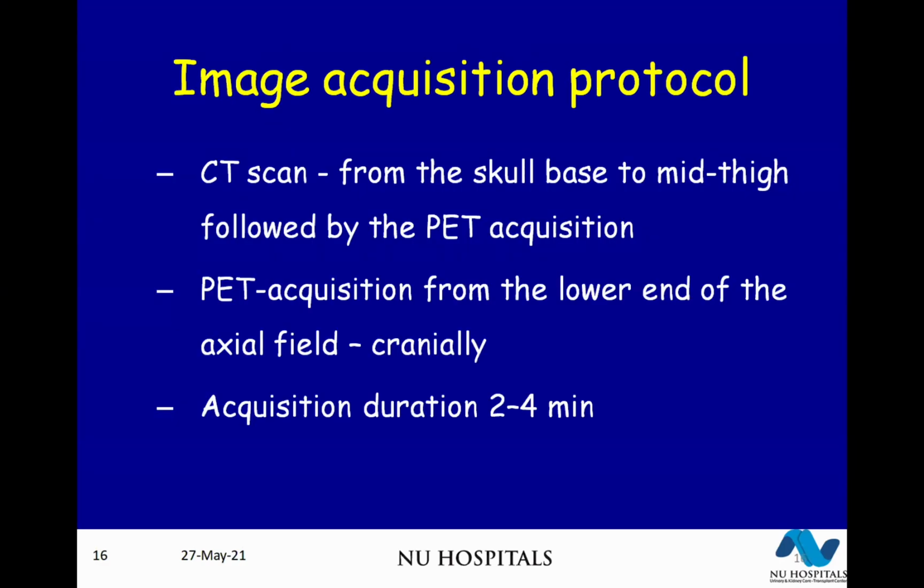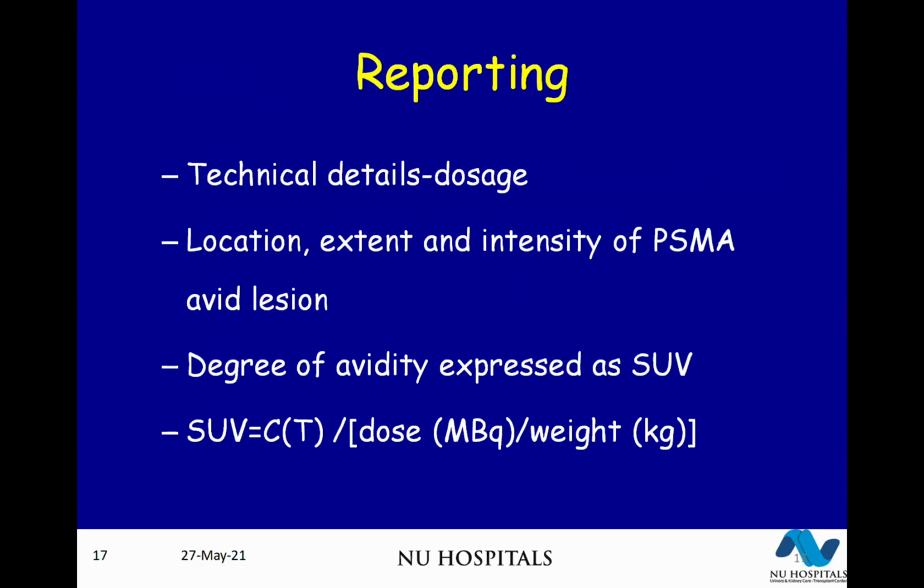So for image acquisition, there is also a protocol. First, as we discussed, it is a PET CT. So they will superimpose the PET images on the CT scan. First they will perform a CT scan from the skull base to the mid thigh, and the PET is acquired in a reverse direction, sir, from the caudal end to the cranial end. This will take an acquisition duration of 2 to 4 minutes. Then the images are superimposed and we get the information.